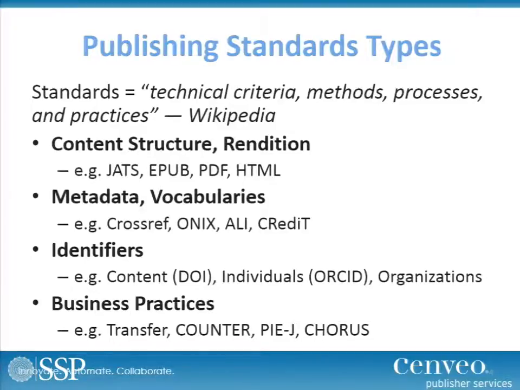As you look at the entire standards landscape, there's an enormous amount of published standards, and they cover an enormous amount of concepts, and obviously a wide range in scope. But the categories that are relevant to scholarly publishing can include content structure and rendition, metadata and vocabularies, identifiers, as well as business practices and other things. Those are some of the prominent themes in standards relevant to scholarly publishing.